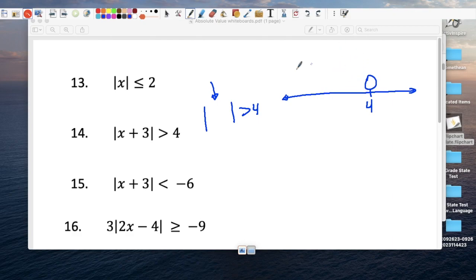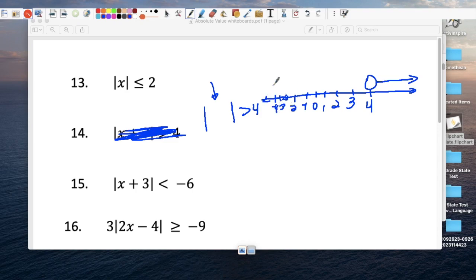5, does 5 work? Yeah. Again, we're not talking about the expression inside, so just forget that for a second. 4.1 works, 4.2, 4.3, 4.4, 5. Everything to the right of 4 will work. Well, 3 doesn't work. 2 doesn't work. 1 doesn't work. 0 doesn't work. -1 doesn't work. -2, -3 don't work.